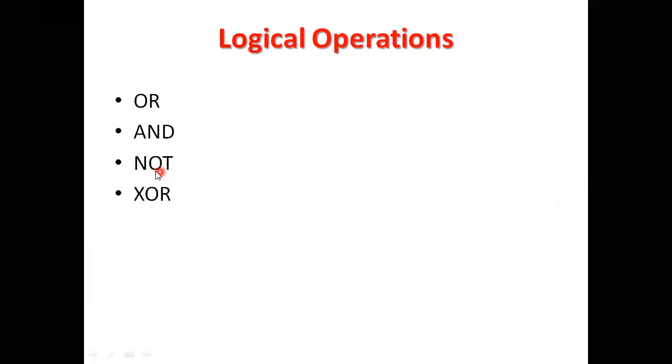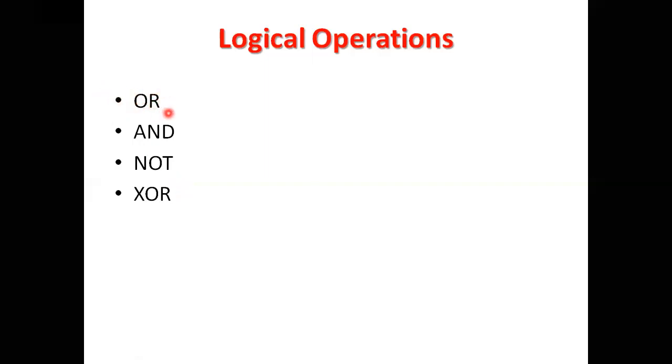Next, the XOR operation, that means the exclusive OR operation. The statement for this exclusive OR operation is: if the two inputs are equal, then the output is low. If the two inputs are not equal, then the output is high.